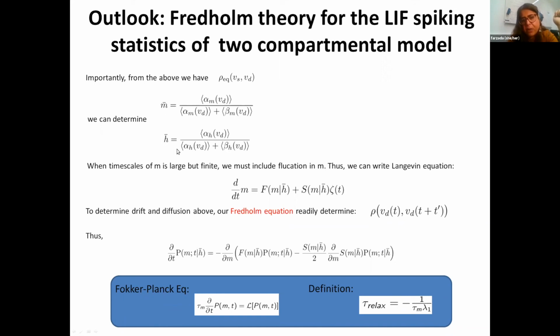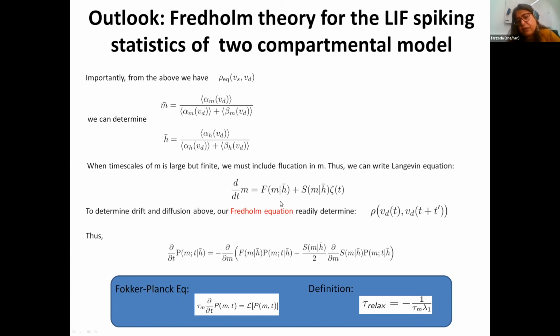Using exactly the same technique that I presented before, you can get the calculated M bar and H bar. And you can continue using this method that I introduced to calculate the time scale of the system. Because we have the distribution of VD and the dynamics of VD, we can have a distribution of VD at time t and VD at time t prime. That allows us to time coarse-grain, as I explained before, and write this using the Fredholm equation that we have.